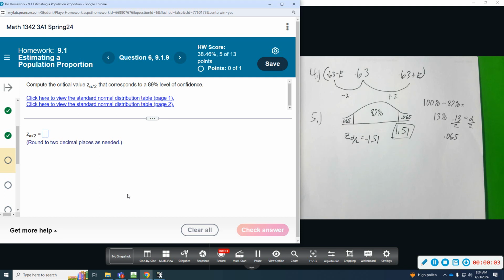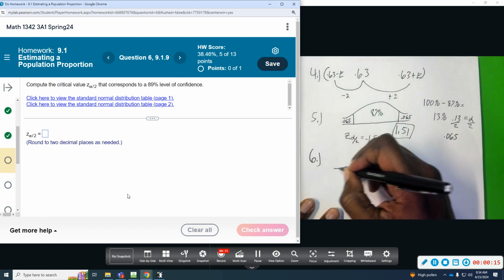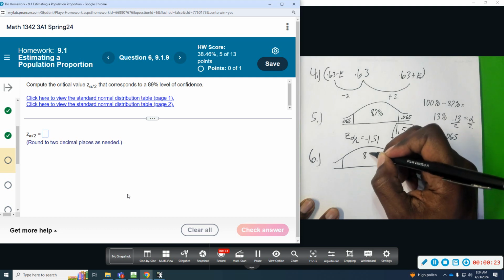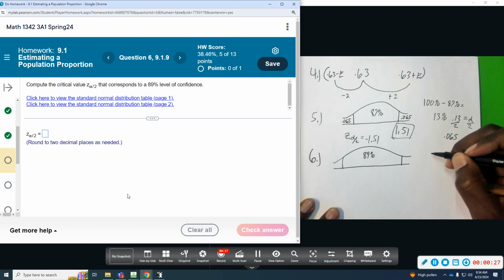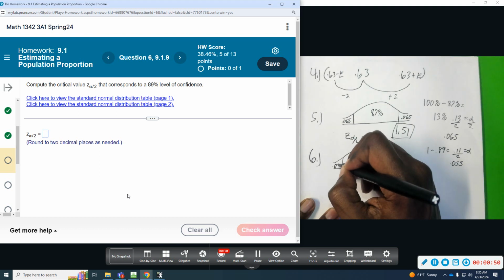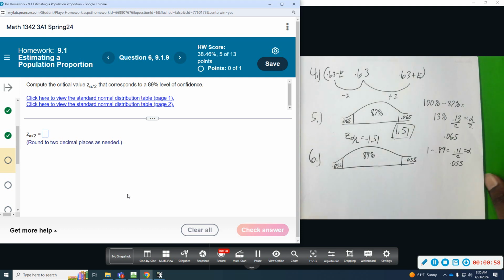All right, number 6, we want to compute the critical value for Z alpha over 2 that corresponds to 89%. So just like number 5, we're going to have a bell curve, and in the middle is going to be the 89%. Now if you think about this as a decimal, 1 minus 0.89 gives us 0.11. So that is our alpha. We're going to divide that by 2, and that's going to give us 0.055. Okay, so the area in this tail is going to be the same as the area in this tail. I just need to look at one side and I can figure out what that number is.